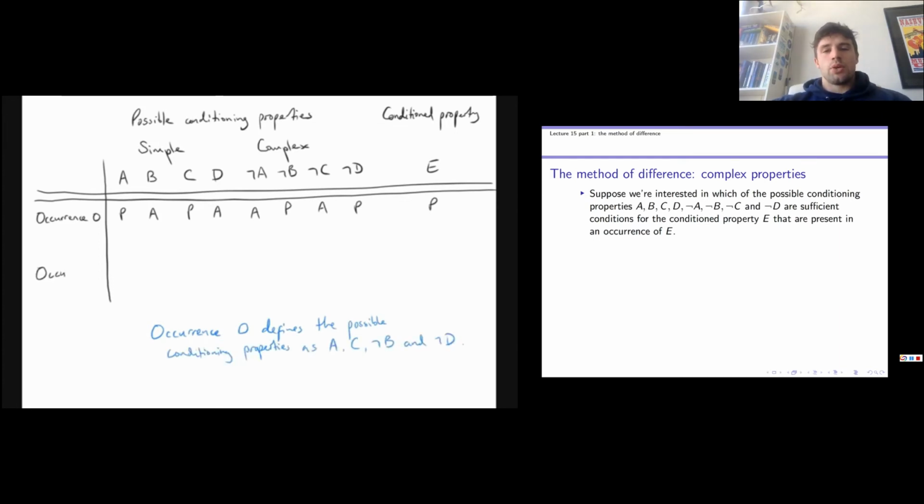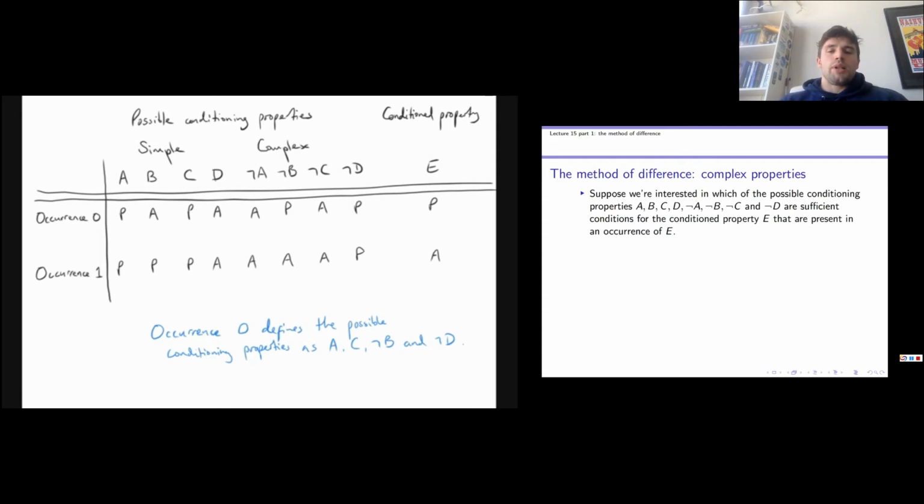Now suppose we record occurrence 1 like this. Suppose we have A present, B present, C present, and D absent, while E is absent this time. Then, using what we know from property tables, we fill in the rest of the table for the complex conditioning properties. We have not A is absent, not B is absent, not C is absent, and not D is present.